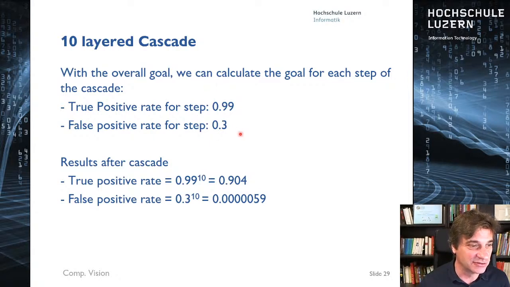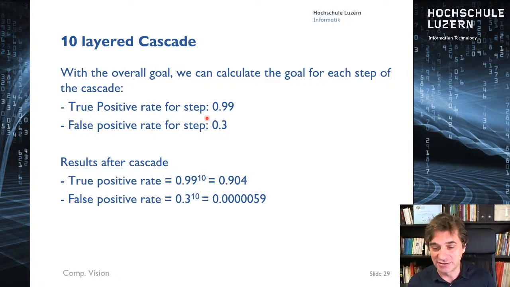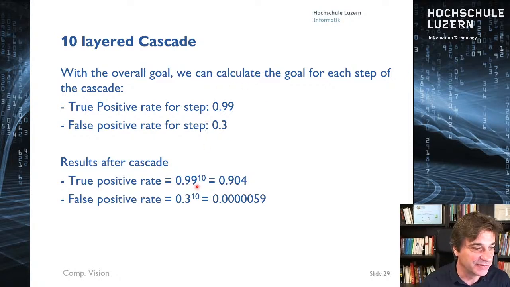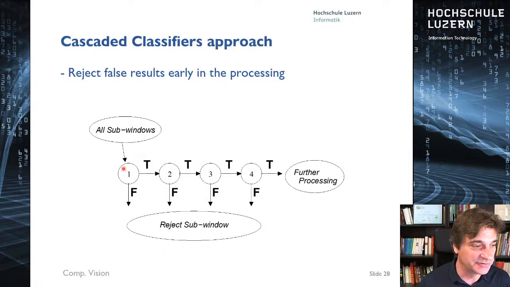And with those goals for each classifier step, you can then calculate what you get with a cascade of 10 of those classifiers behind each other. Your true positive rate, if you take it to the power of 10 because they multiply, will still be 90%, while your false positive rate of 0.3 to the power of 10 will be very small, and so you could fulfill the goal. And the idea is then you use only some of the features in each classifier step, so you reduce the processing time there.